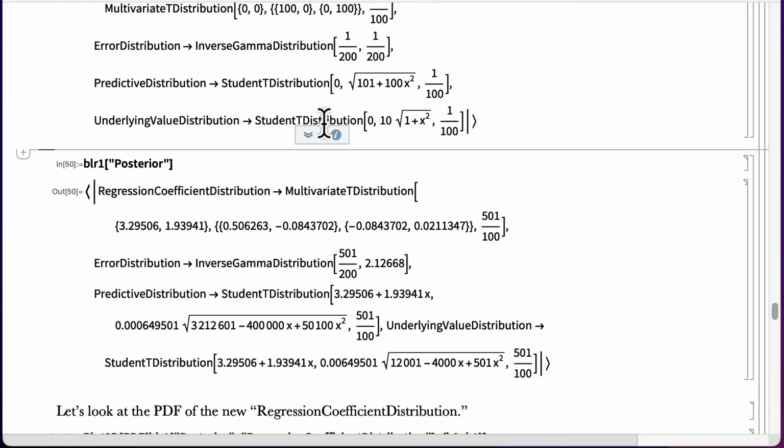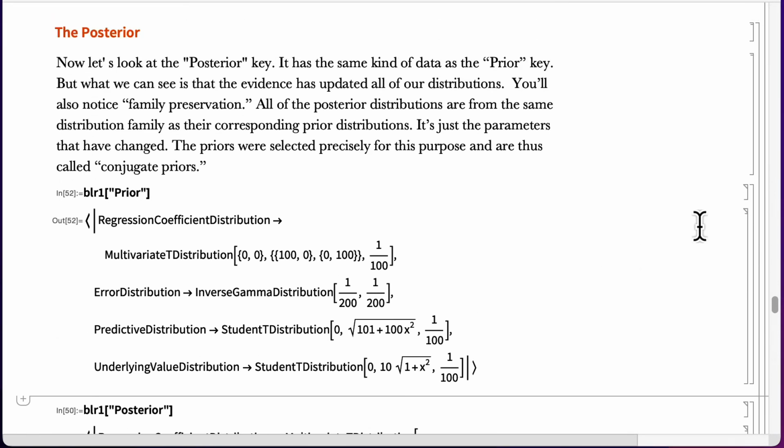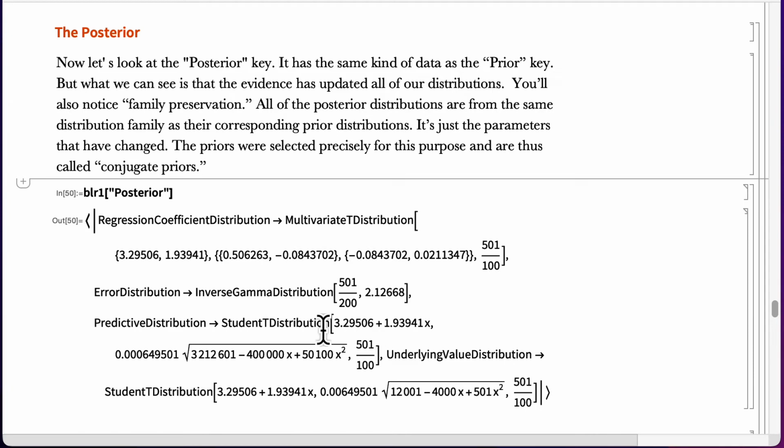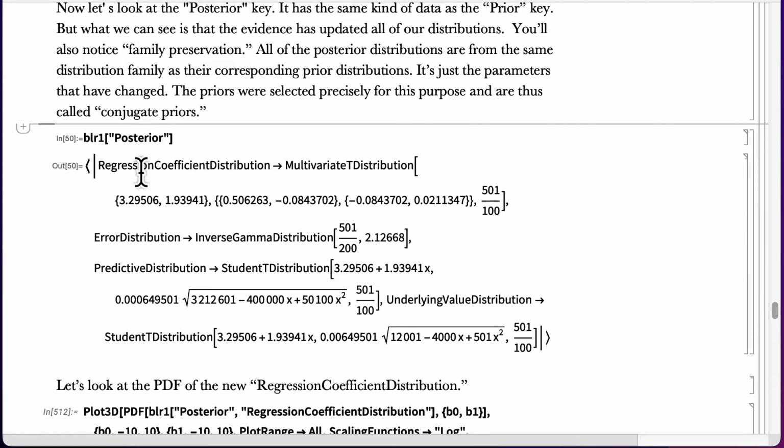And the underlying value was a student t before and it's a student t after. All that's changed are the parameters of those distributions. It's those parameters that have been updated. It's very nice to have the updating process not change the distribution family. This is one of the reasons that this is the default type of prior that's used. When you are drawing from the same distribution family in the posterior as you are from the prior, it's called a conjugate prior. So if you hear that term, that's what we mean.